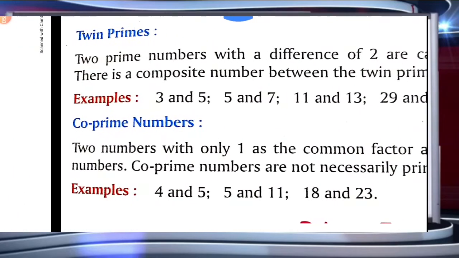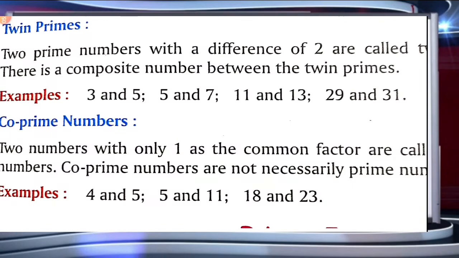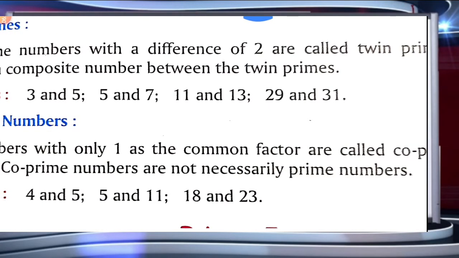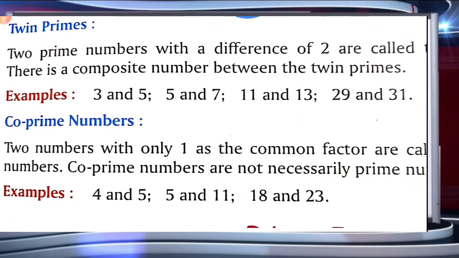Now come to the next topic, which is twin primes. Two prime numbers with a difference of 2 are called twin primes. In other words, you can say there is a composite number between 2 prime numbers.